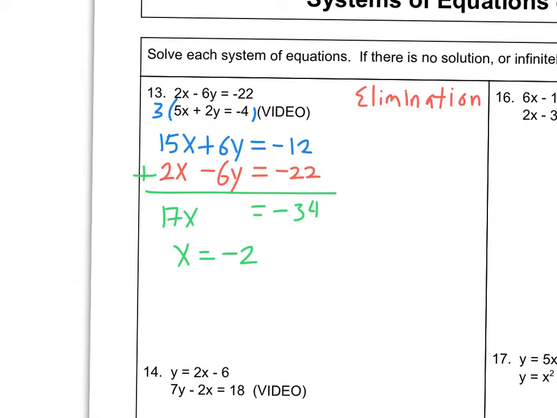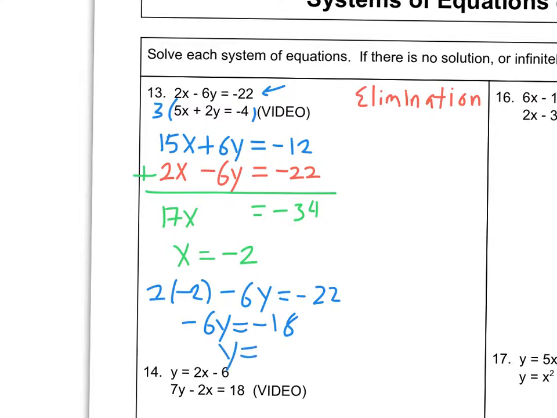If I plug this back in to solve for y, I might just use the first one because I've got smaller numbers there. We get 2 times negative 2 minus 6y is equal to negative 22. 2 times negative 2 is negative 4. If I add that to both sides, I get negative 6y is equal to negative 18, and y is equal to positive 3.